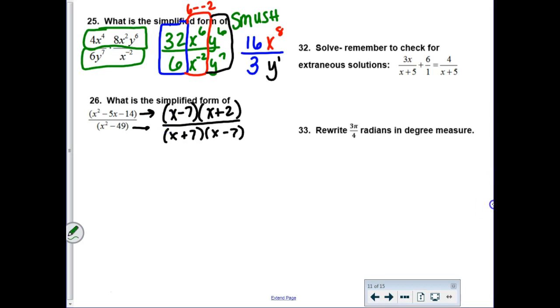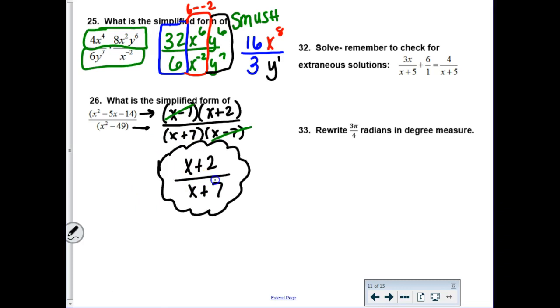And now for the fun part, you get to cross stuff off. So x minus 7s are gone, and that's kind of it. So your numerator is x plus 2. The denominator is x plus 7. Does anything else cancel here? Can I come through and cross off these x's? No, no, no. That would be that thing where we always say is killing kittens. So don't do it.